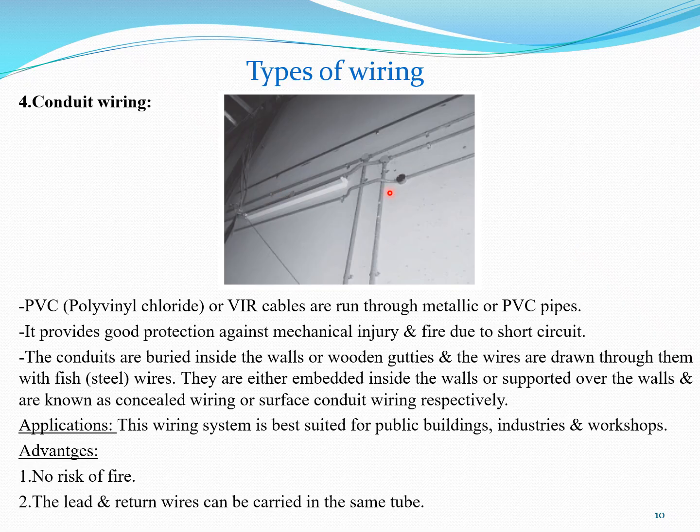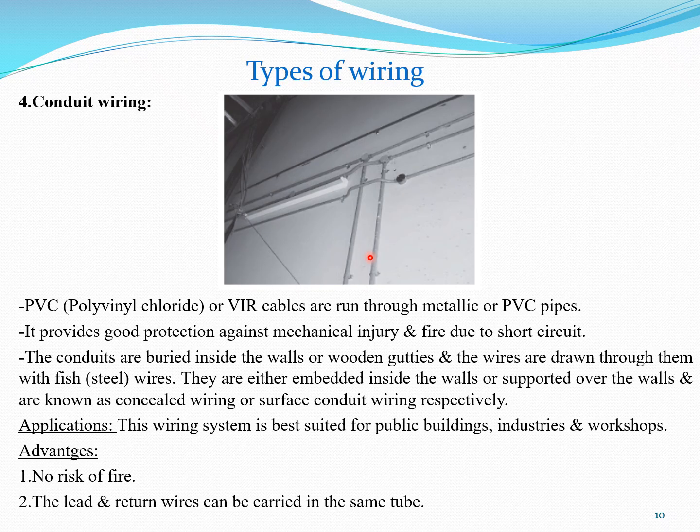Then comes the conduit wiring. You might have observed this type of wiring also. A conduit is similar to a pipe in which wires are laid, so such wirings are called conduit wiring. In this type of wiring, wire cables are run through metallic or PVC, that is polyvinyl chloride, conduits. It provides good protection against mechanical injury and fire due to short circuit.